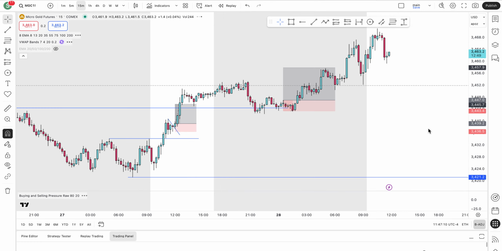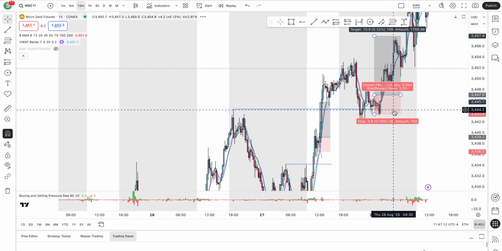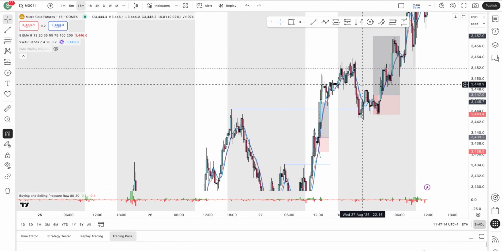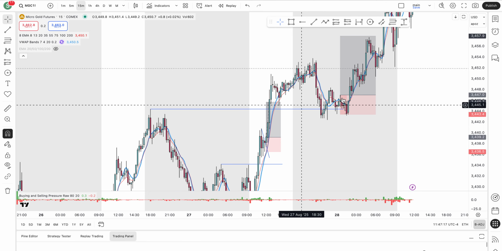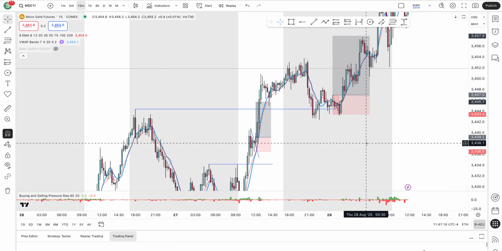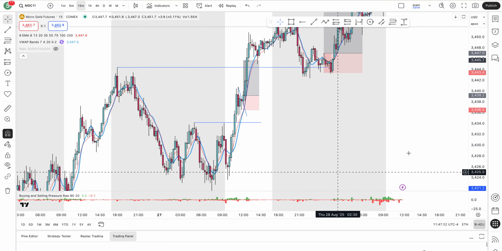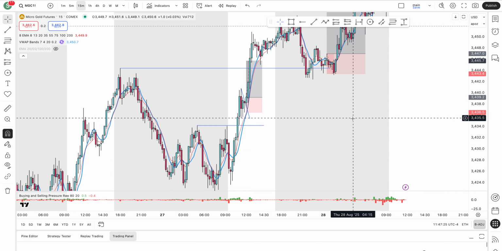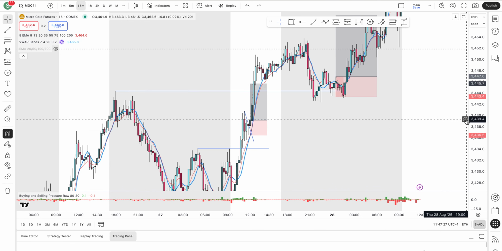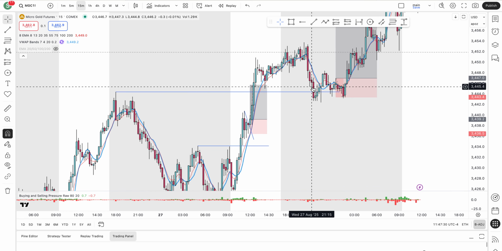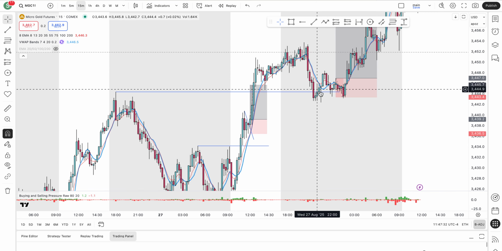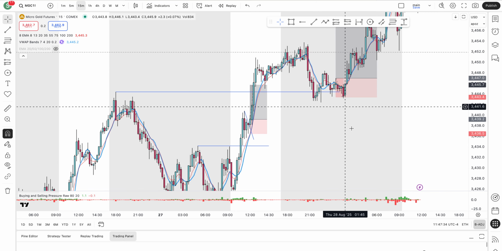I wanted to look for a nice reaction off of that level before looking for longs, or like I said, if we get below it and start showing bearish low time frame price action, then we might see a bigger retracement. Okay, so I stayed up till like 2 a.m. to take this trade because at the time we were there, it was only 10 o'clock, 11 o'clock. Yeah, 11 o'clock or something.